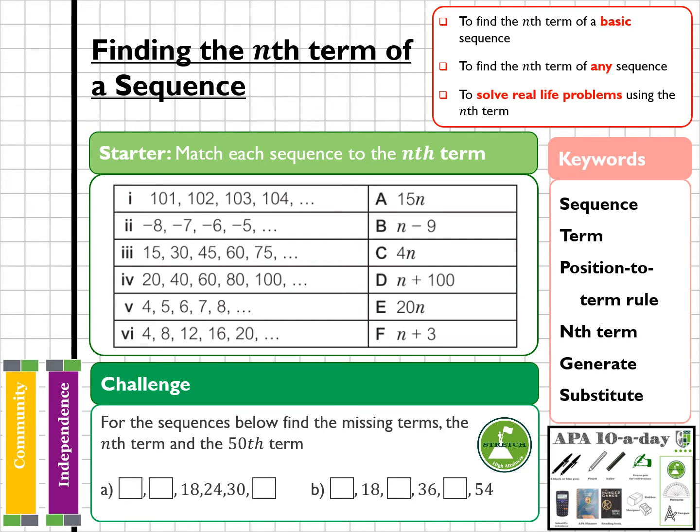To begin with, can you match the sequence to the nth term? As a challenge for the sequences below, can you work out the missing terms, the nth term, and the 50th term? Pause the video now to give the questions a go.